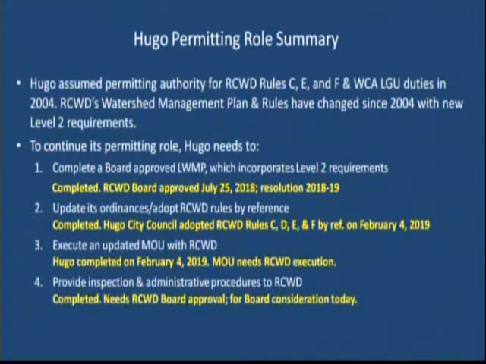City of Hugo has completed this. The city council adopted the district's rules C, D, E, and F by reference on February 4th of this year. The third step for the city was to execute an updated memorandum of understanding, or MOU, with the district that conforms materially to the draft MOU that was attached to resolution 2018-19. This was also completed by the city. City council approved the MOU on February 4th of this year, and they executed the MOU. So the MOU just needs district signature.